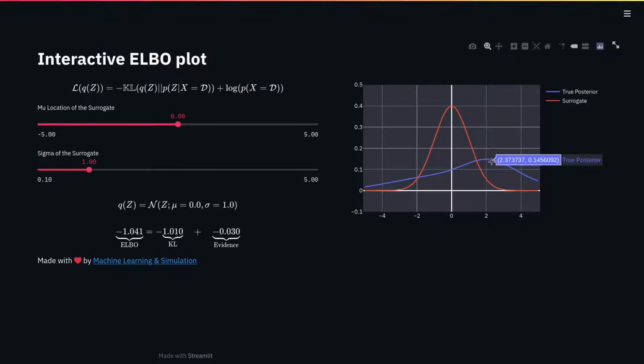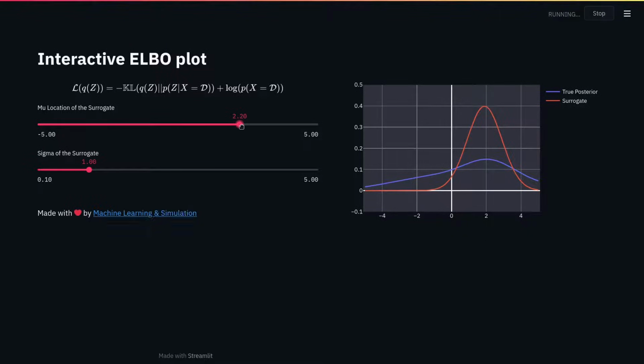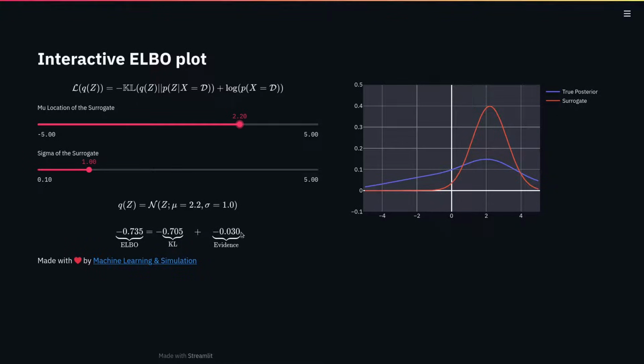And our task is now to minimize the KL, and we will see that this is equivalent to maximizing the ELBO. And for instance, we see, well, the peak of the true posterior is here. So maybe let's move our mu around and get it to this position approximately. And we see in our moving around, the evidence did not change, right? So it's still minus 0.03 because the data did not change. We just changed the surrogate posterior. But what happened is we reduced the KL because it is now closer to our true posterior, and we increased the ELBO because we are also closer to our true posterior.